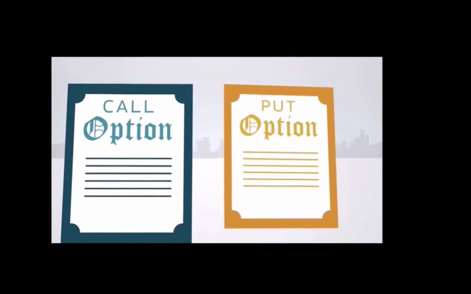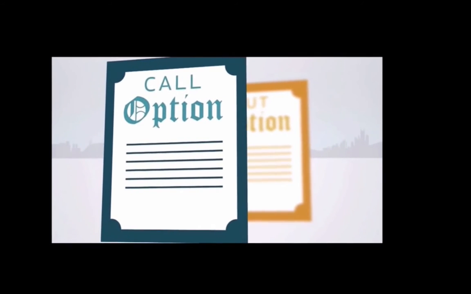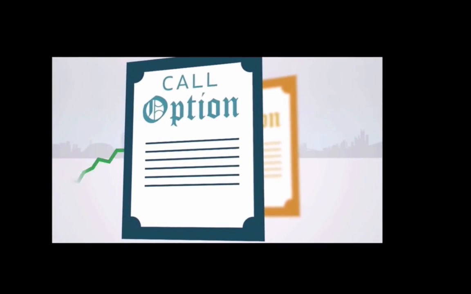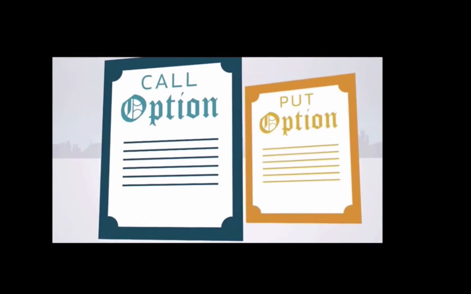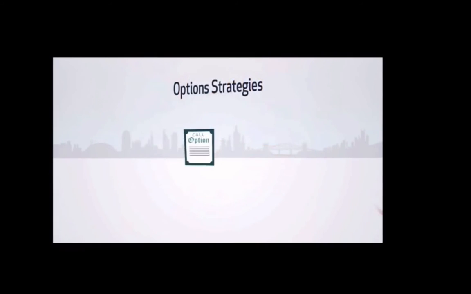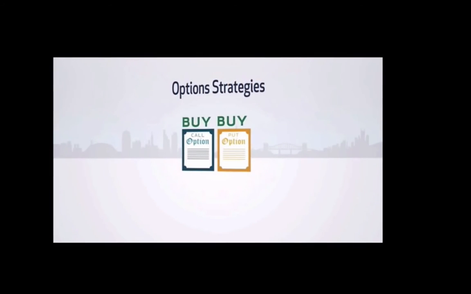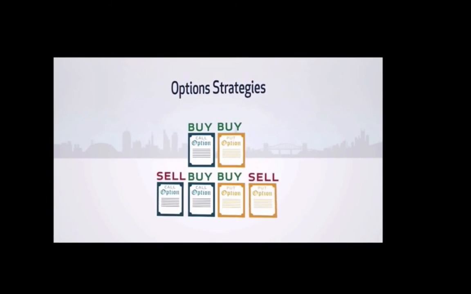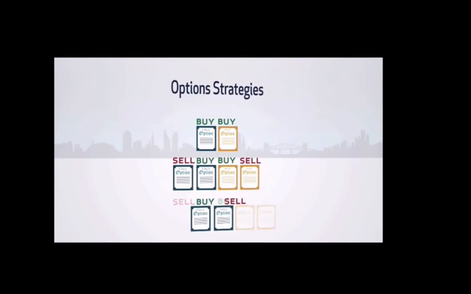Options can be used in a variety of ways. There are call options, which we just saw, that are good to own if the price of a stock goes up. And there are put options, which are good to own if the price of a stock goes down. Calls and puts can also be combined in a variety of ways. By buying and selling these options, investors have the potential to make money when the market moves in any direction.